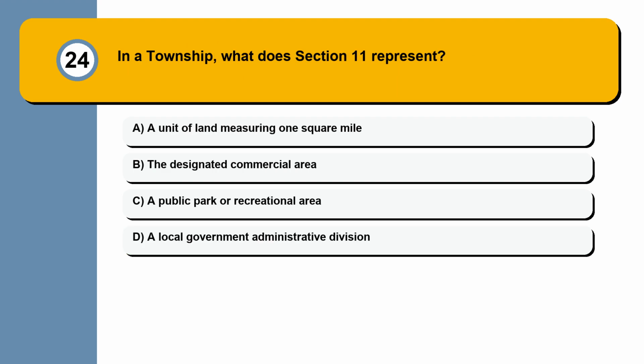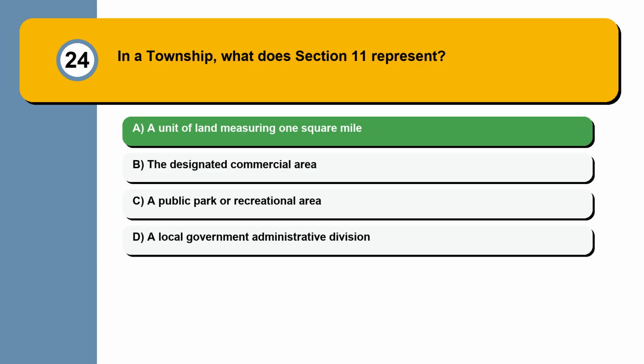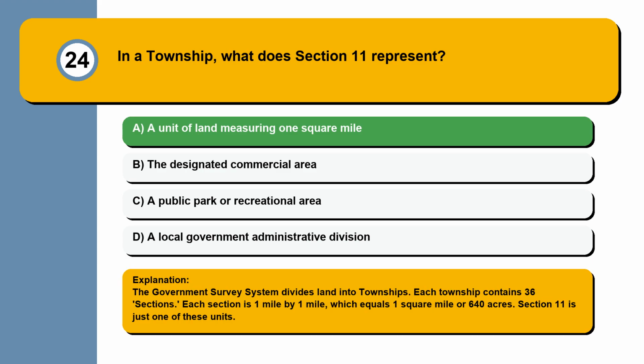Question 24. In a township, what does Section 11 represent? A unit of land measuring 1 square mile. The designated commercial area. A public park or recreational area. A local government administrative division. The government survey system divides land into townships. Each township contains 36 sections. Each section is 1 mile by 1 mile, which equals 1 square mile or 640 acres. Section 11 is just one of these units.